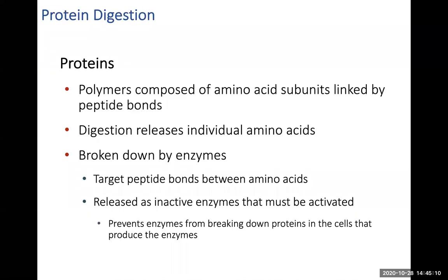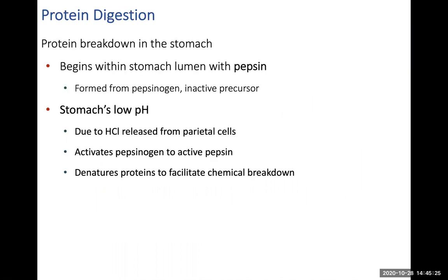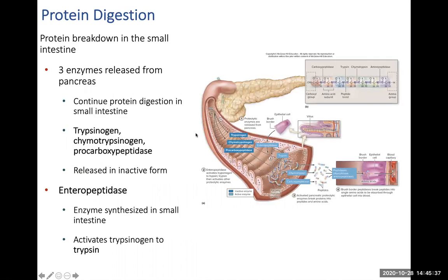We have proteases. So we have pepsin in the stomach. We have trypsin in the small intestine. Pepsin is made by pepsinogen being converted to pepsin by hydrochloric acid. We have trypsinogen converted to trypsin by enteropeptidase, right? Those are the enzymes that are responsible for breaking down proteins. Again, hydrochloric acid plays a critical role in the production of pepsin. So it's very important in protein digestion.